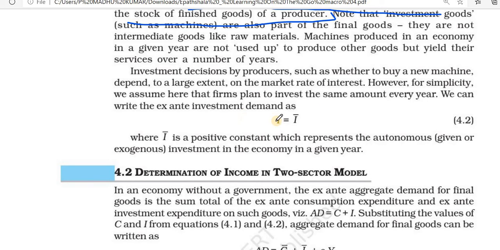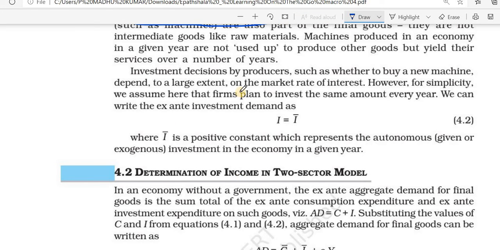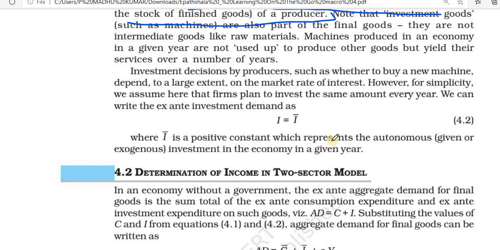We can write investment demand as I equal to I bar, where I bar is a positive constant which represents autonomous investment in the economy in a given year. Here you can see investment equals autonomous investment. Investment decisions are taken by producers, and investment equal to autonomous investment is the investment function.